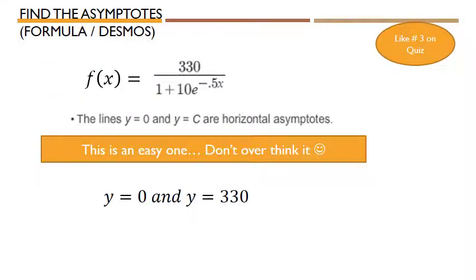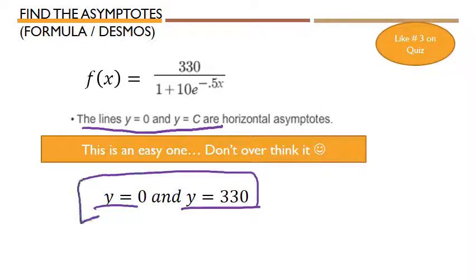All right, so this one is just like number 3 on your quiz. You are finding the asymptotes. With these asymptotes, remember the rule? The lines y equals 0 and y equals c are your horizontal asymptotes. So that means you're going to have y equals 0 and y equals c, and your c is 330.